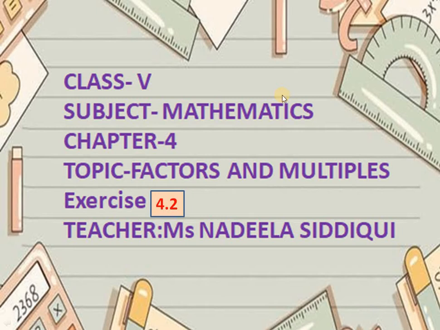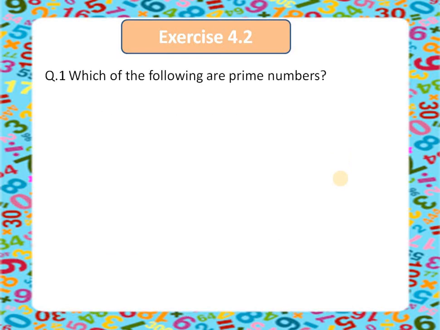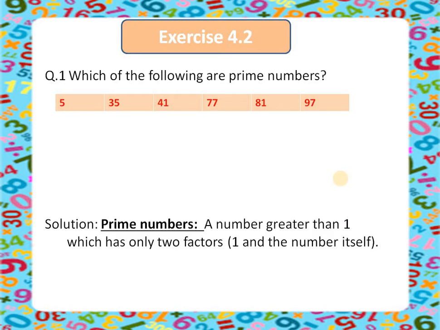Good morning, class 5. Today we are going to do exercise 4.2 of chapter number 4, factors and multiples. So the first question of exercise 4.2 is, which of the following are prime numbers? 5, 35, 41, 77, 81, 97.